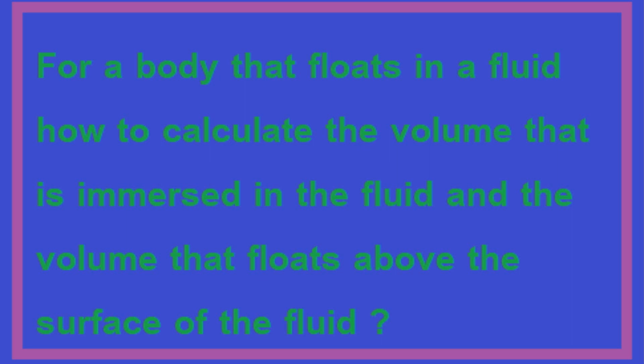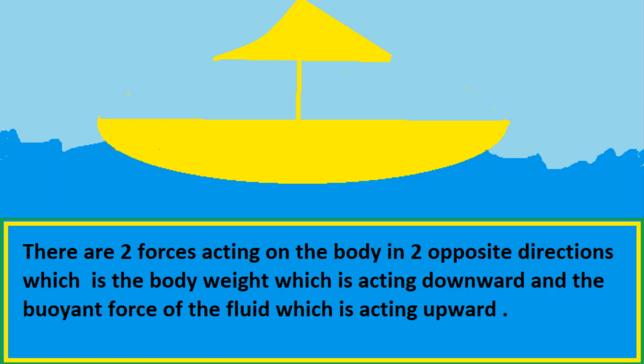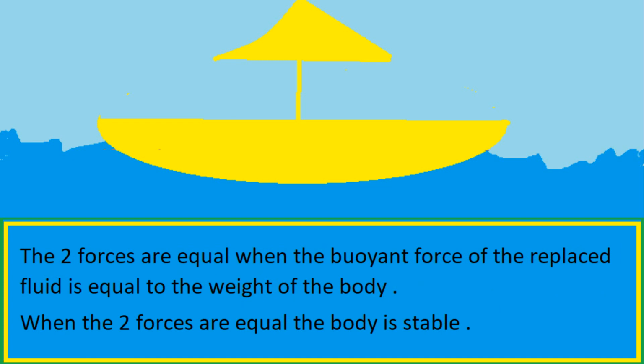For a body that floats in a fluid, how do we calculate the volume that is immersed in the fluid and the volume that floats above the surface of the fluid? There are two forces acting on the body in two opposite directions, which are the body weight, which is acting downward, and the buoyant force of the fluid, which is acting upward. The two forces are equal when the buoyant force of the replaced fluid is equal to the weight of the body. When the two forces are equal, the body is stable.